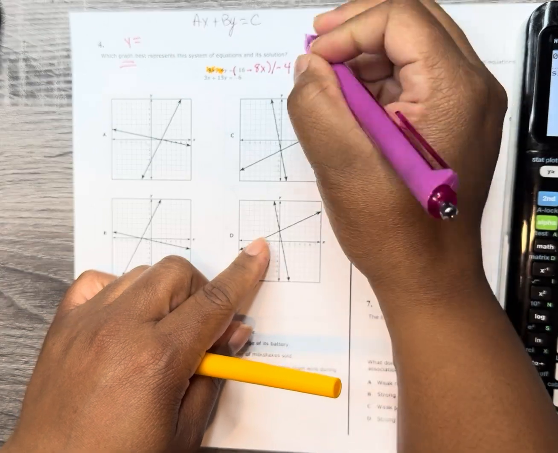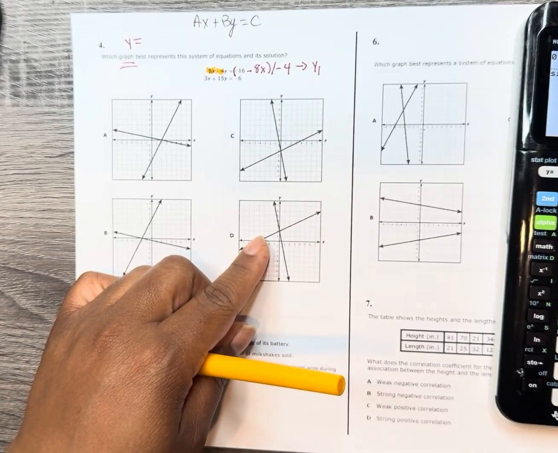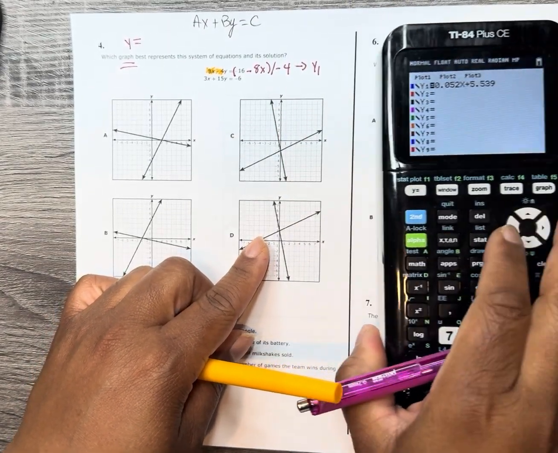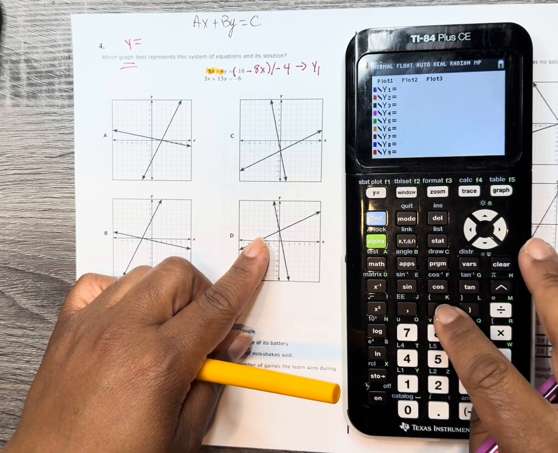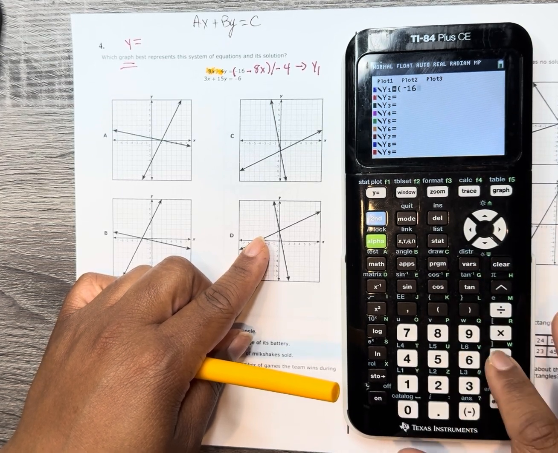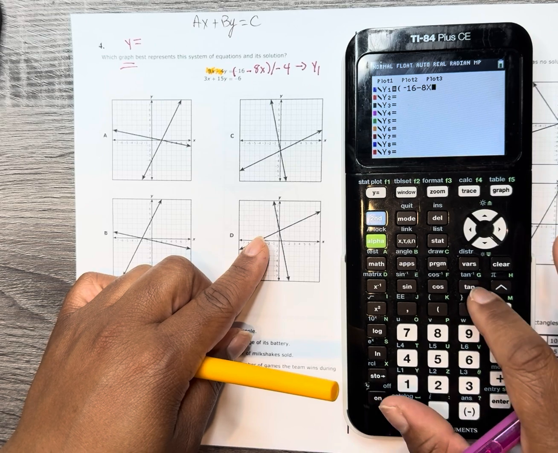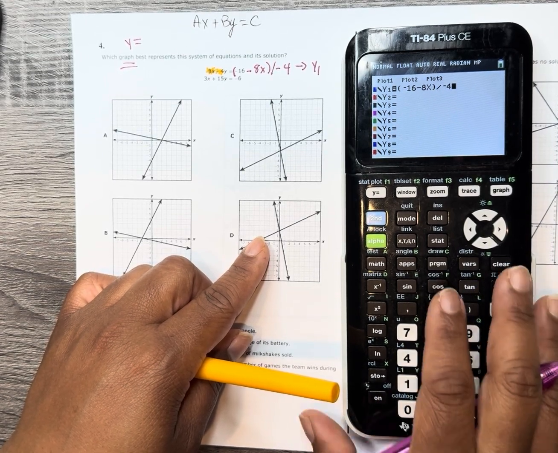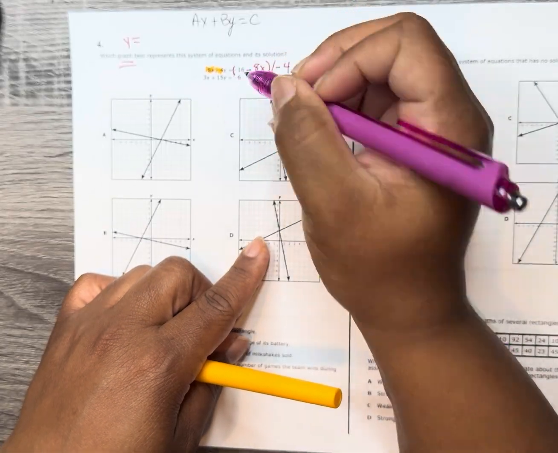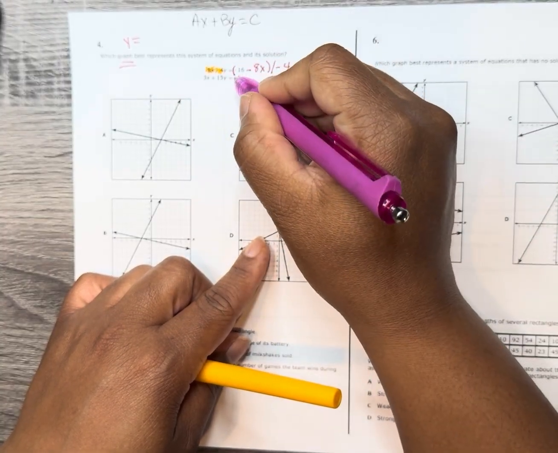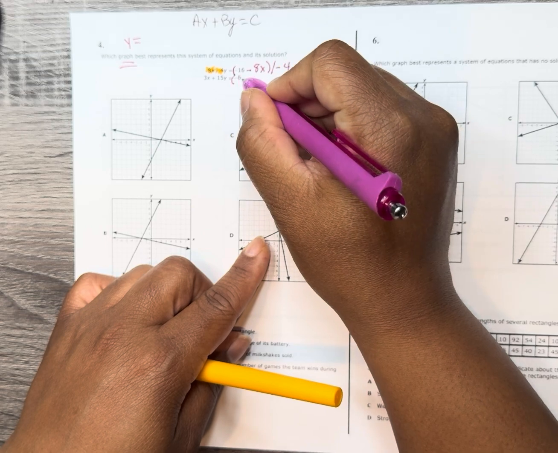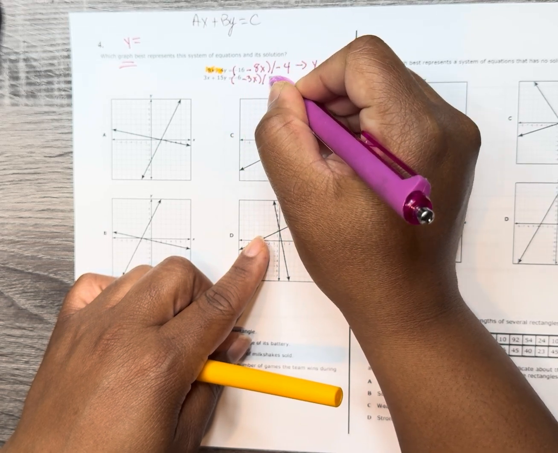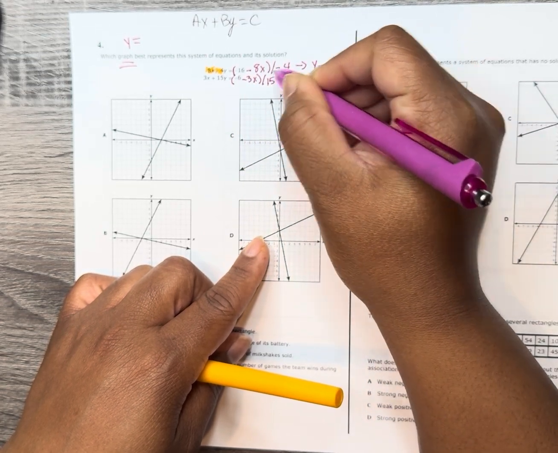Go ahead and put this into your y1 in your calculator. Okay, so negative 16 minus 8x, close parentheses, divided by negative 4. Okay, now let's do the second one. Put that in y equals form. So open parentheses, minus 3x, close parentheses, divided by 15.